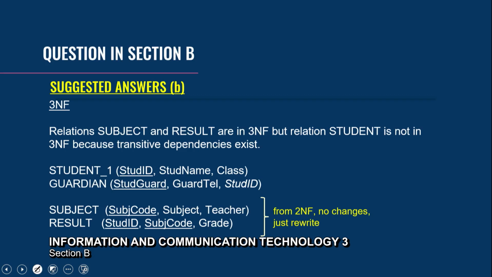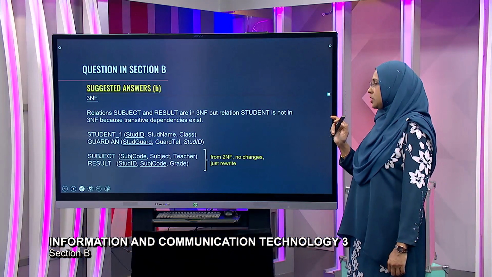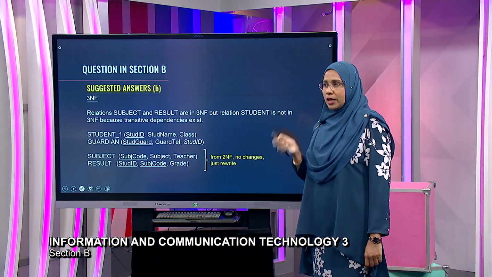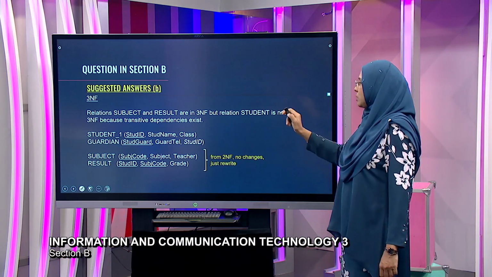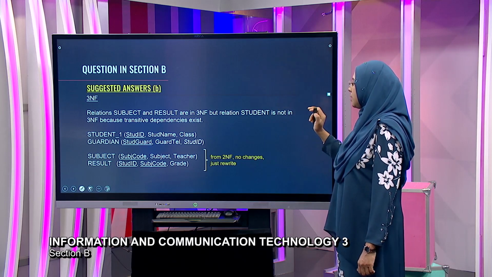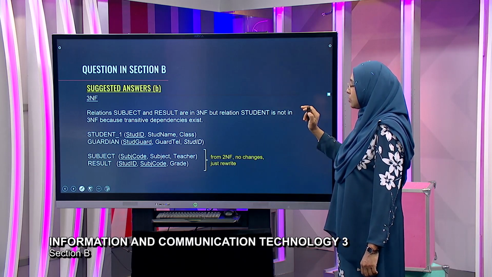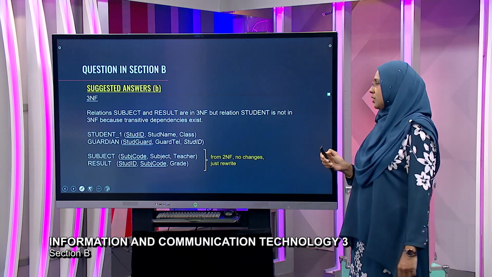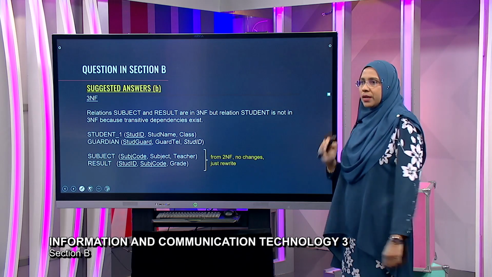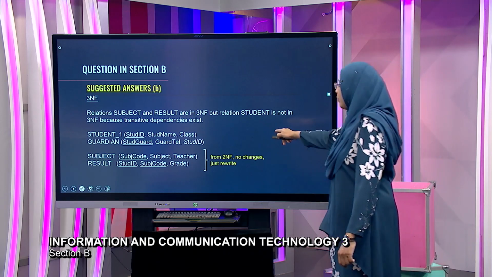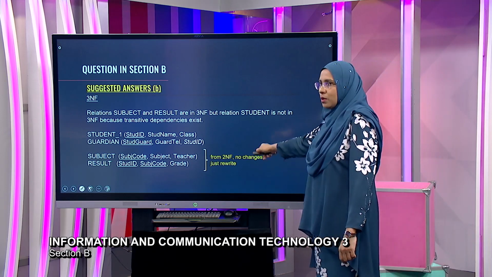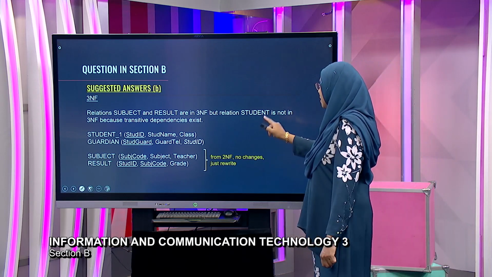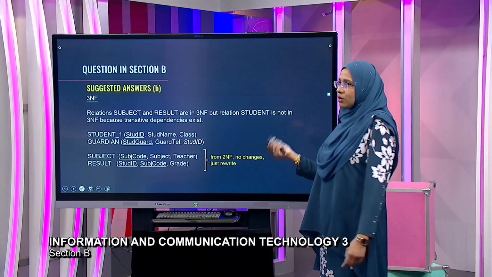And then you cannot use the student relation name. You must rename it, so I put student 1. Cannot use the same name. So for student 1, I take out the guard telephone and student guard, so they will be in a different relation. And these two, just copy back. If you miss out this one, then you lose marks. That's why I highlighted it here. If there is no change, just rewrite.